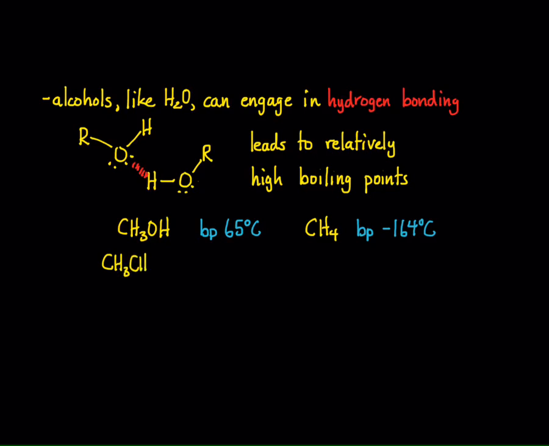We also see that with ethanol as well. Now, ethanol weighs more than methanol. We would expect it to have a little bit higher boiling point, and it certainly does, of 78 degrees. So ethanol has a boiling point even closer to that of water, and when we compare that to ethane, we see that big difference in the boiling points between alcohols and alkanes.